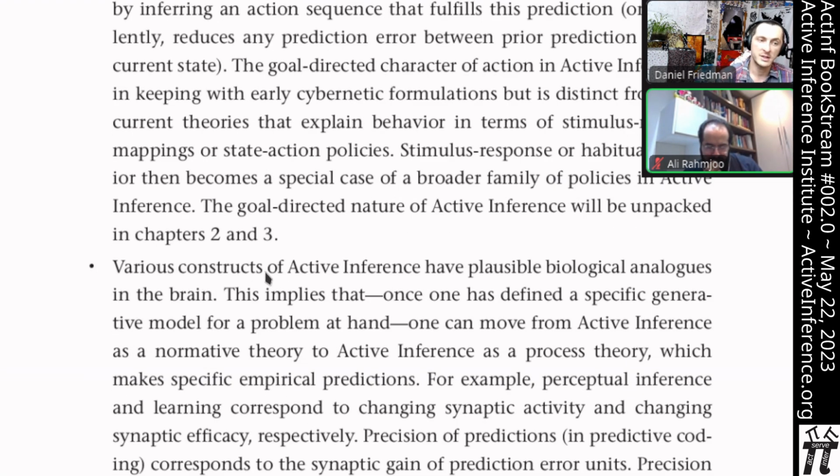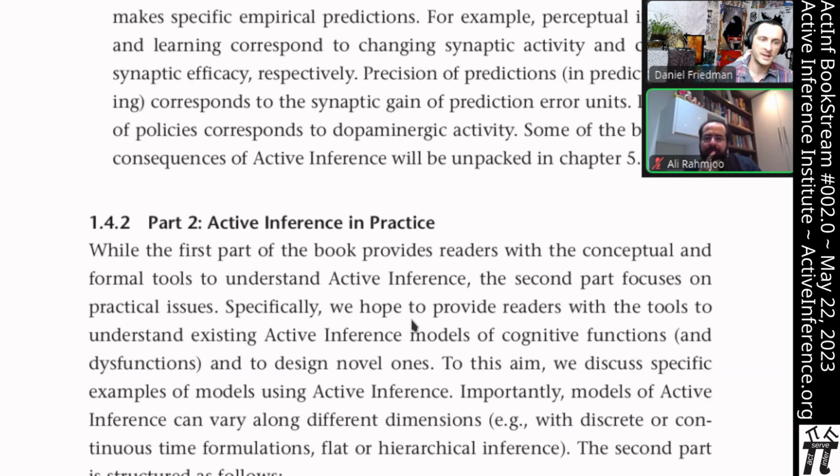They discuss how various constructs of active inference have plausible biological analogs in the brain. Once one has defined a specific generative model for a problem at hand, one can move from active inference as a normative theory to active inference as a process theory, which makes specific empirical predictions. And there are many interesting philosophy of science type discussions that we have about explain, predict, design, control. And then we get to section 1.4.2, giving an overview of part 2, active inference in practice.